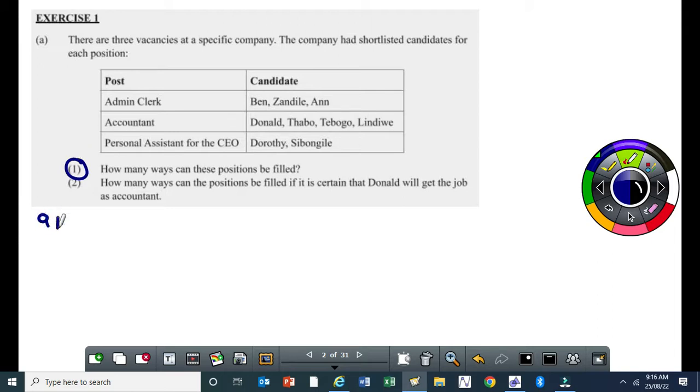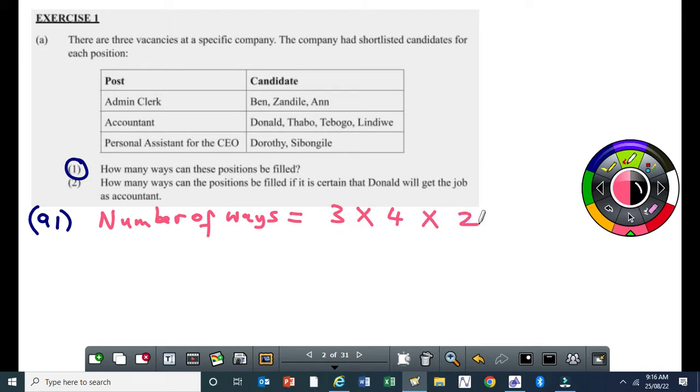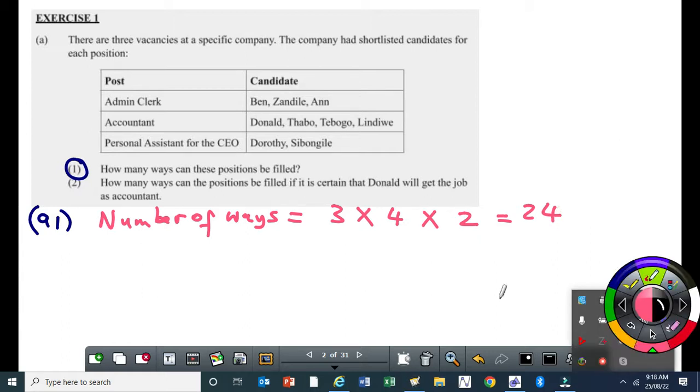So for A1, number of ways will be equal to, there are 3 for the admin clerk, then there are 4 for the accounting position, and then there are 2 for the personal assistant position. So the total number of ways here is going to be 24. All right. Are you following what I'm doing here? Yeah. So this is basically the easiest part.